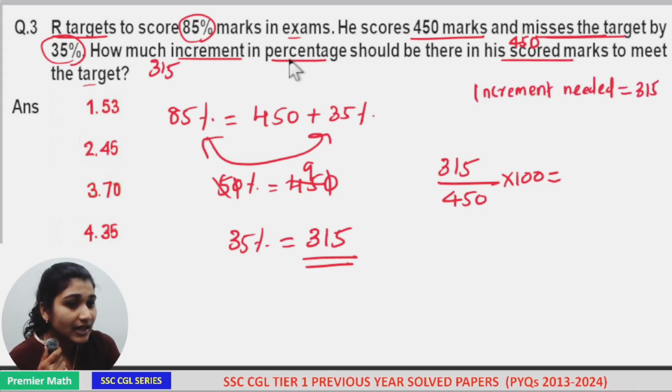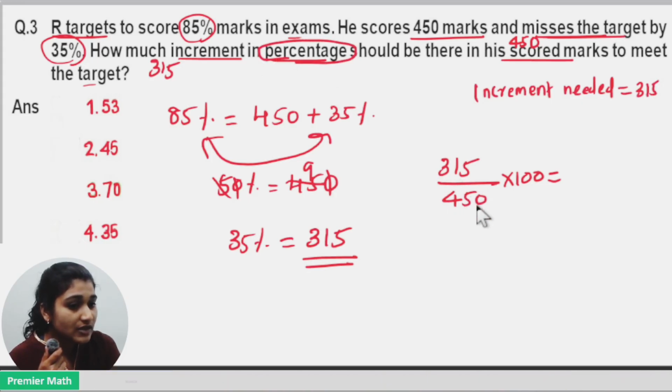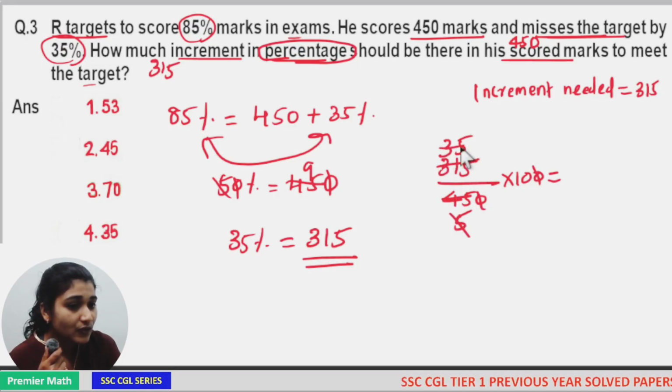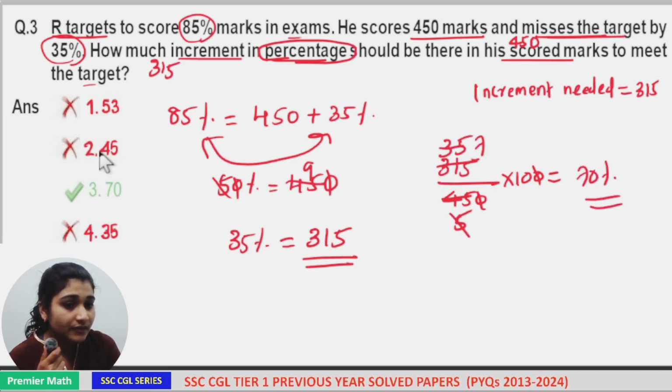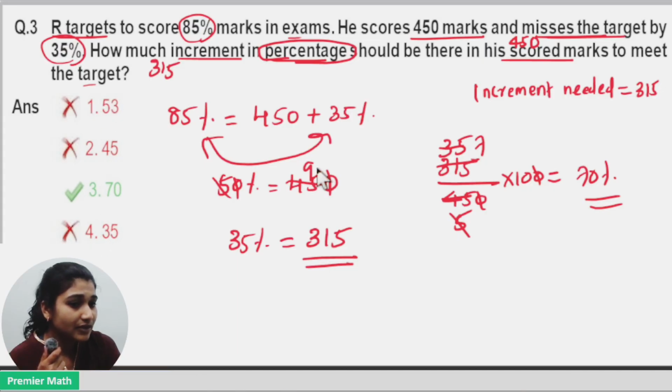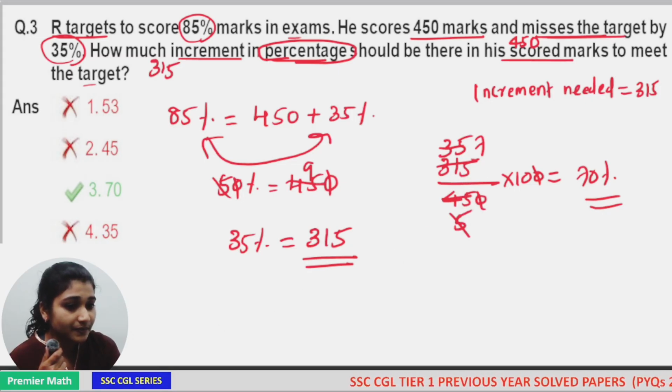Here, the increment needed is equal to 315, but we need the increment in percentage. That is, 315 is how much percentage of 450? 0 cancel. 9 goes 5 times in 45, 3 times in 27, 5 times in 45. 5 goes 7 times in 35. So 70%. Option 3 is your answer. Here his benchmark is equal to 450. Out of this 450, he needed an extra 315. Now convert it into percentage.